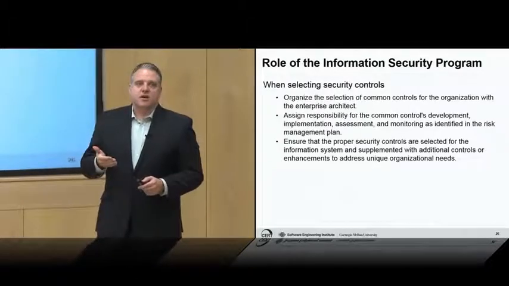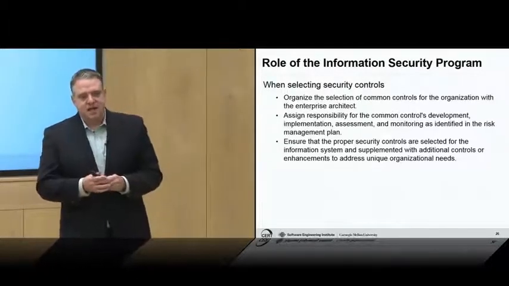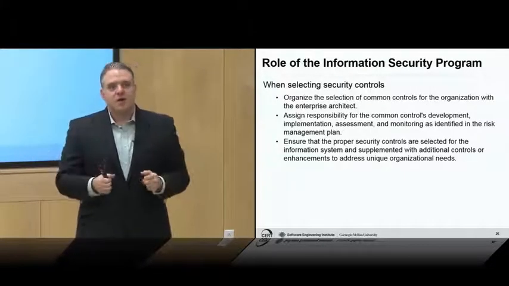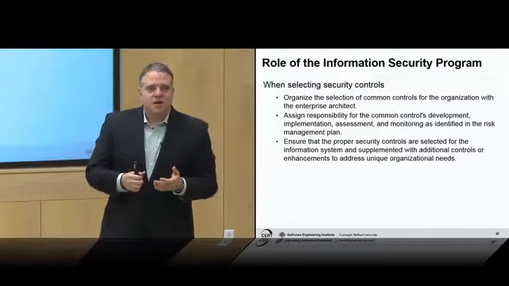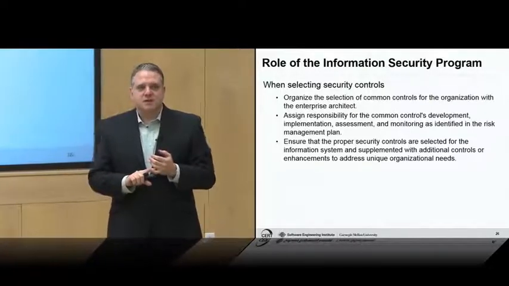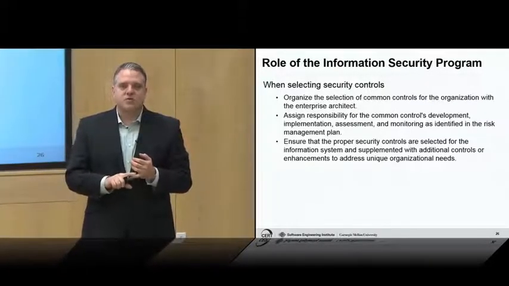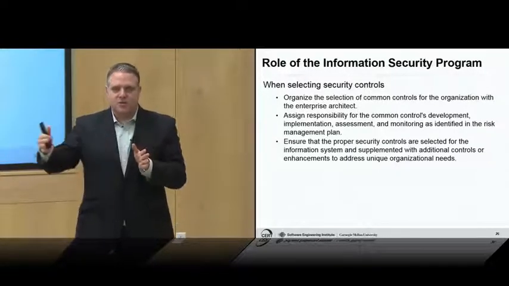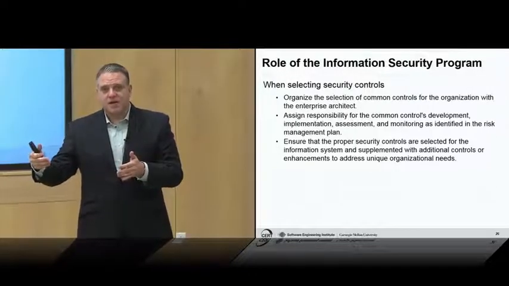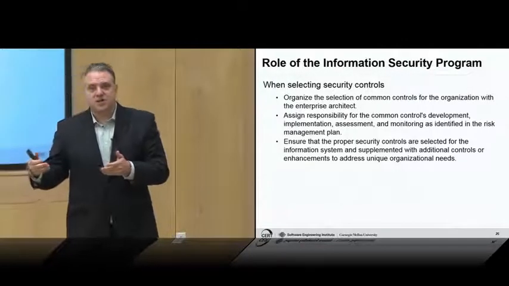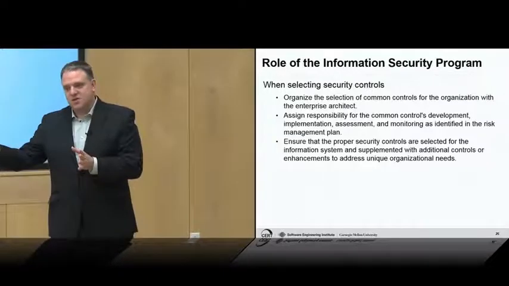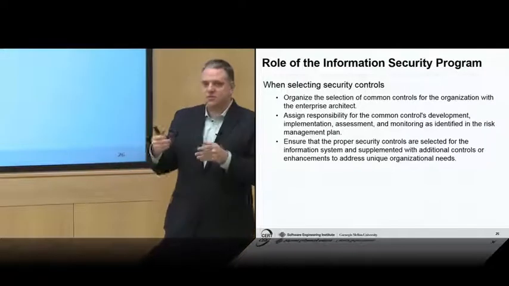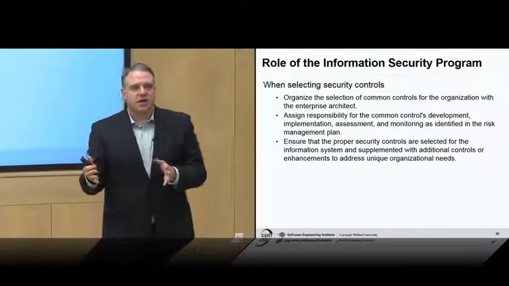Where does the information security program come in? The information security program is a big umbrella function. When selecting security controls, what you're really doing is organizing the security controls across the organization and coming up with a plan for implementing those controls in some effective manner. Think about the common security controls, the things you can implement once across the organization as opposed to on individual systems. So the information security program, first and foremost, looks at all that.